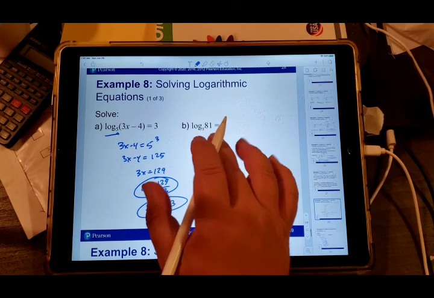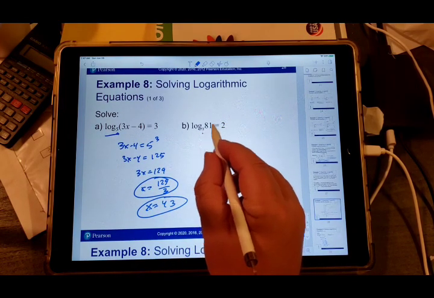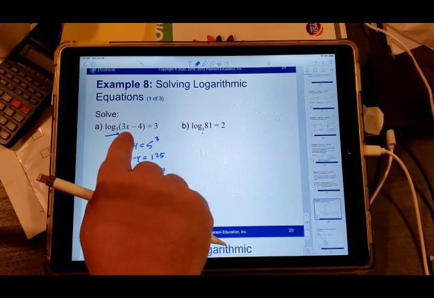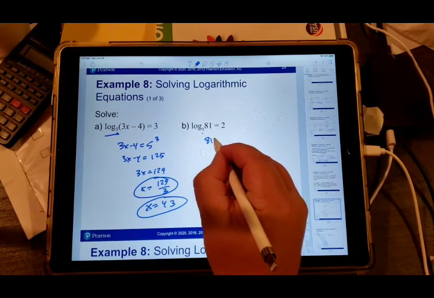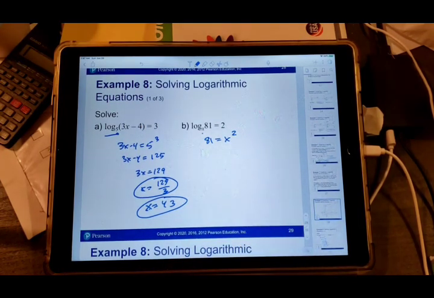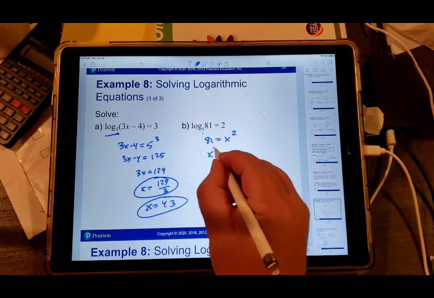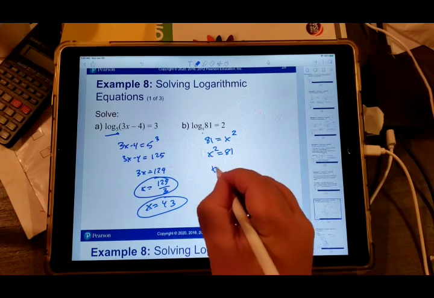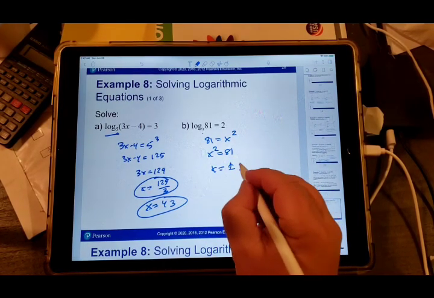All right. So this one, notice where the x is. That's a little unusual, but usually x is part of the argument. On this one, I'm still going to scramble it. 81 equals the base squared. We know the solution to this. Let me write it this way. x squared equals 81. We get x equals, you know it, plus or minus 9.